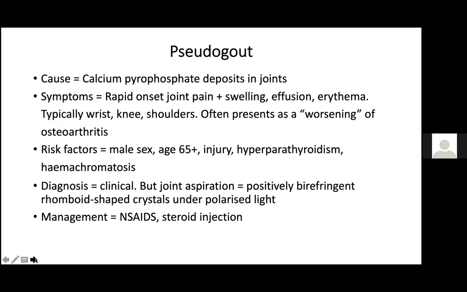So if you were worried about which one it was, gout or pseudogout, they are treated very similarly. There's a slightly different kind of clinical presentation. And if you really wanted to know, you can perform a joint aspiration and look at those crystals, send them off to be looked at under the microscope.